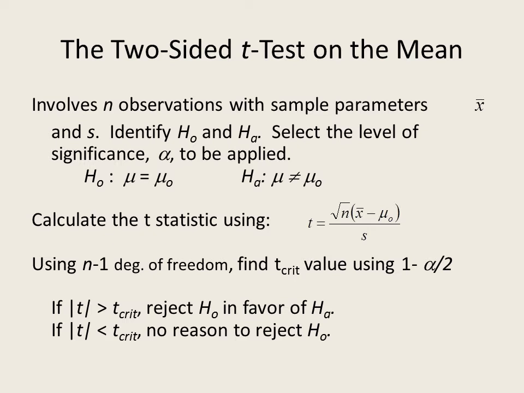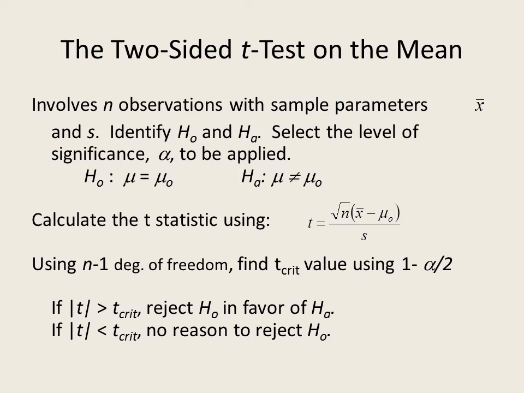Then you need to find the t critical value. So using n minus 1 degrees of freedom, find the t critical value using 1 minus alpha over 2. You use 1 minus alpha over 2 because in the two-sided case, and that's what we're discussing here, we have to consider both the upper tail and the lower tail, so we have to allow half of alpha in each tail. And if the absolute value of t is greater than t critical, then you reject the null hypothesis in favor of the alternative hypothesis.